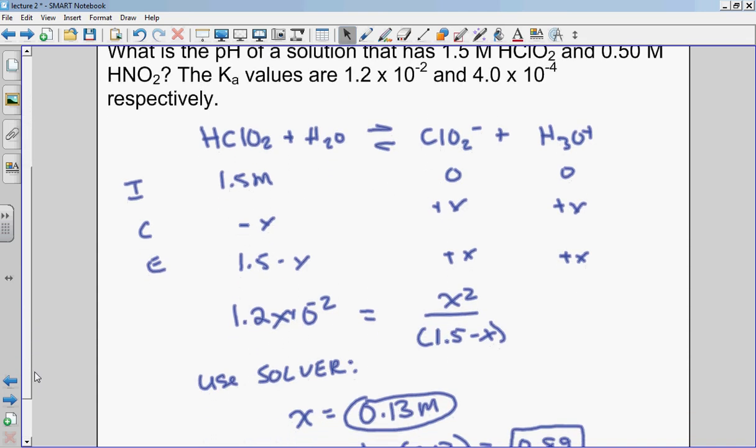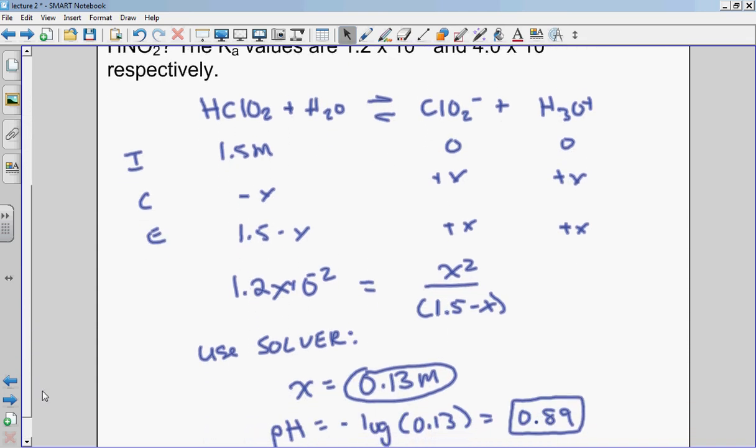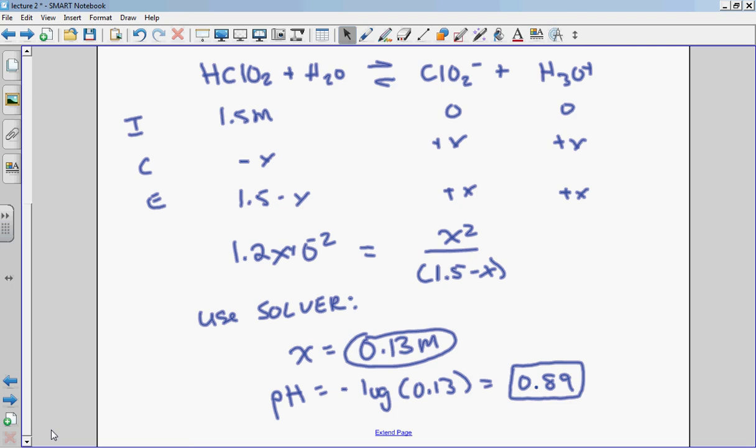In this case, because the K is times 10 to the minus 2, I don't want to make my simplifying approximation, so I'll just use my solver. I have X is equal to 0.13 molar. That would be the concentration of H3O plus as well as the concentration of ClO2. Knowing that, I can calculate the pH as being 0.89.